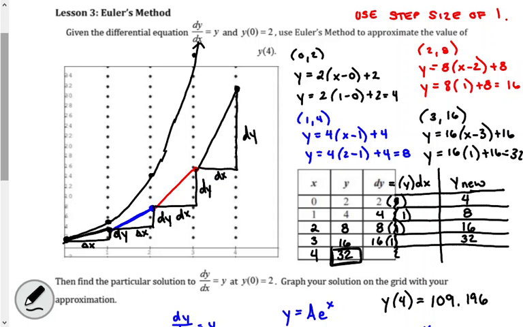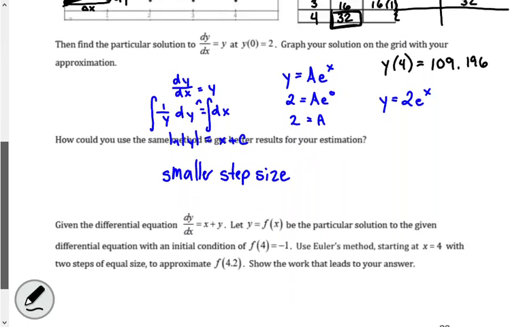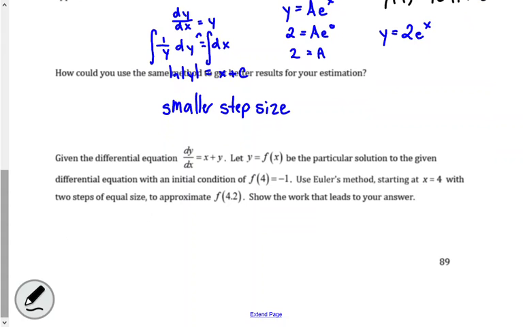Okay, let's do one more together, and then have some that you should do on your own. So here's a new differential equation. You actually cannot separate and integrate this, I don't think. Yeah, I don't think you can separate and integrate that one. So we have to use Euler's method. Starting at x equals 4 to approximate 4.2, I want 2 steps.